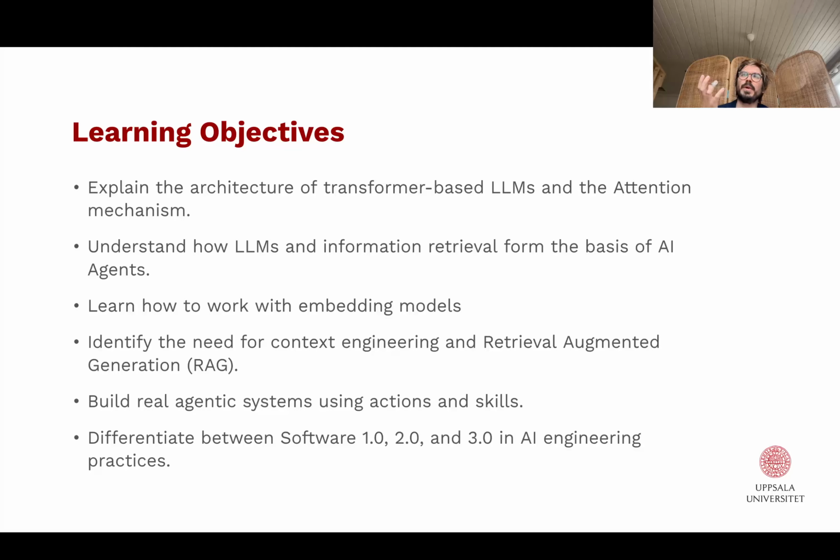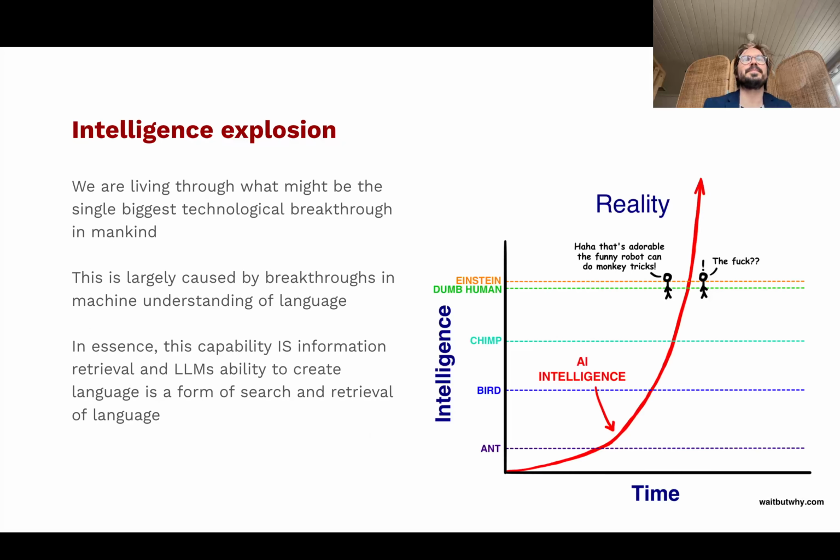We're also going to look at how to work with embedding models and identify why we need context engineering, and look at tools for retrieval augmented generation. Then we're going to look at building real agentic systems using actions and skills, and at different paradigms in programming: software 1.0, which is traditional programming, software 2.0, which is training models, and software 3.0, which is more like AI engineering, so telling the AI to build software for us.